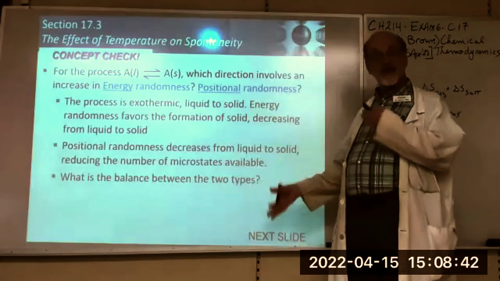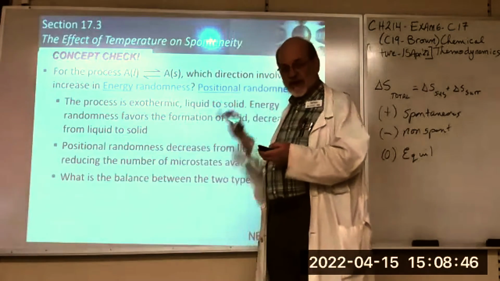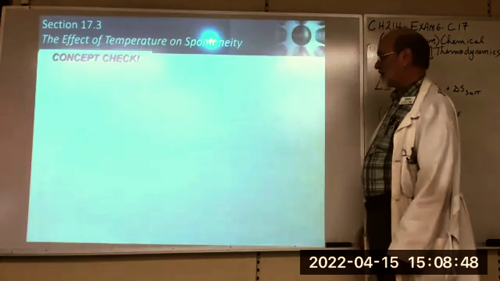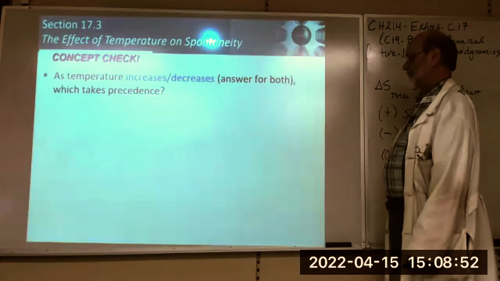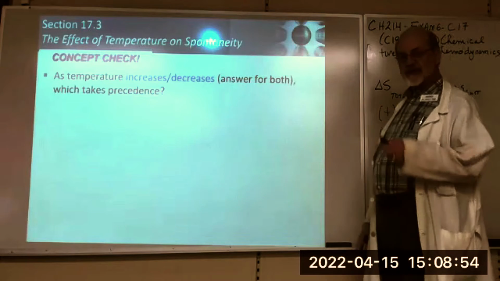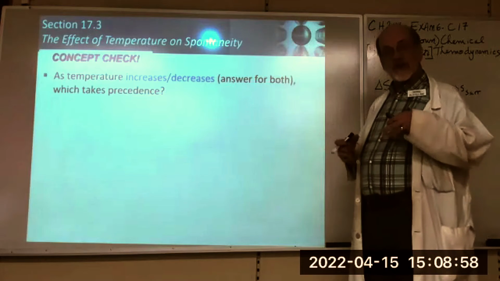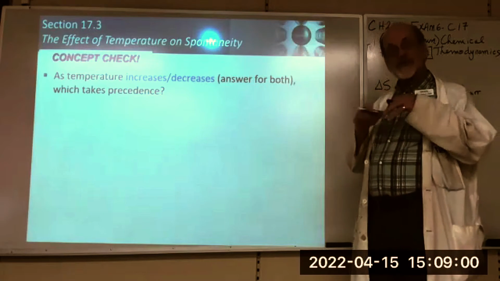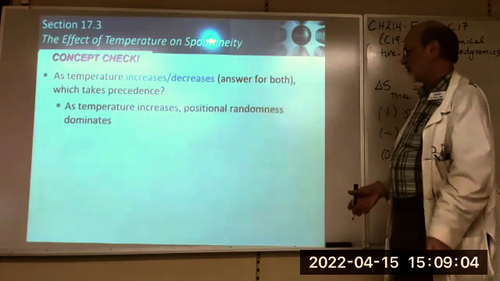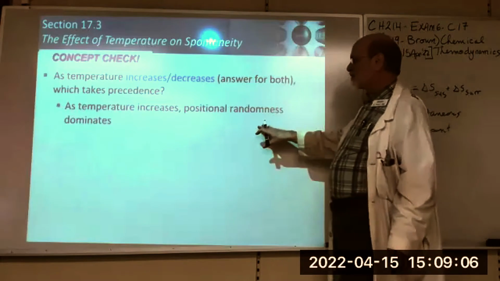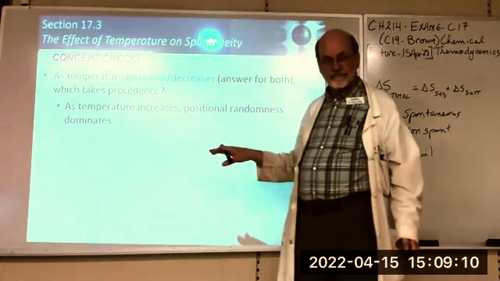So we have to look at the balance between the two. What's the balance between energy randomness and positional randomness? Which one wins? That's a good question. Which takes precedence? So under what conditions does the system favor one over the other? As temperature increases, positional randomness dominates.